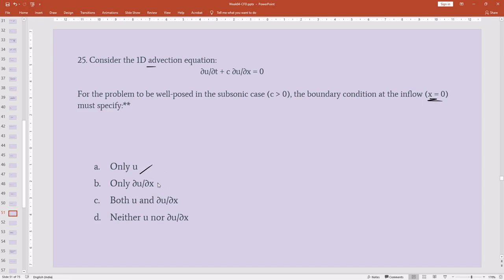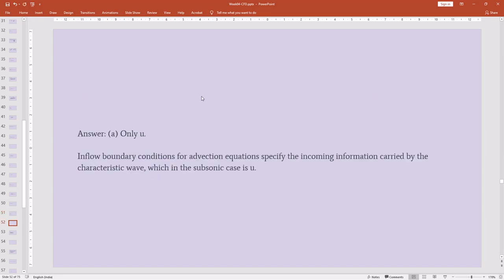We can't take any Neumann boundary condition, and both u and ∂u/∂x is a kind of mixed boundary condition. It's called Robin boundary condition. That is also not feasible. And without any values of u, we can't start. So advection is a fluid flow dominated problem. So we need a Dirichlet boundary condition of u.